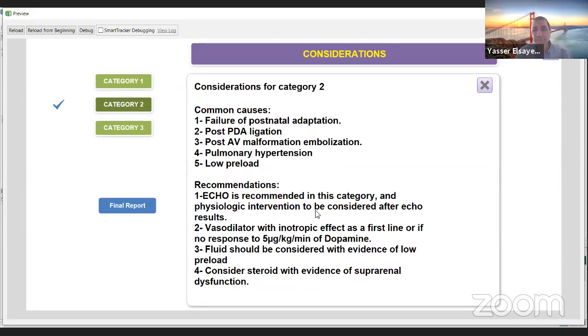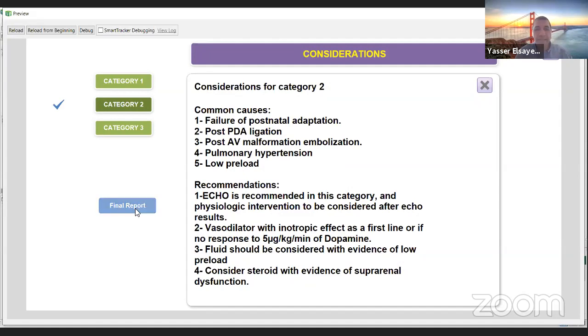Recommendation: echo is mandatory. And I think now you realize that without echo, you could not realize what exactly the issue was, and you may continue giving Lasix, albumin, and the infant might die from severe underfilling of the heart. So in this case, the intervention that makes the most sense is to give fluids. Fluid should be considered with evidence of low preload. So number 3, you need to select the intervention consistent with the physiology.